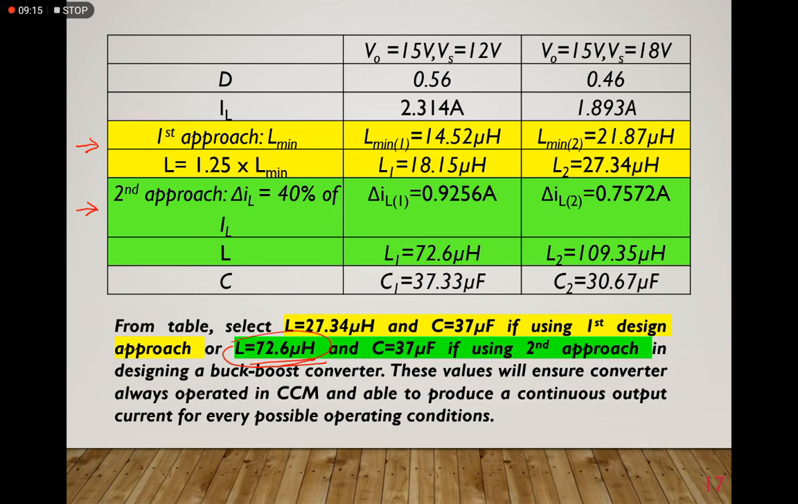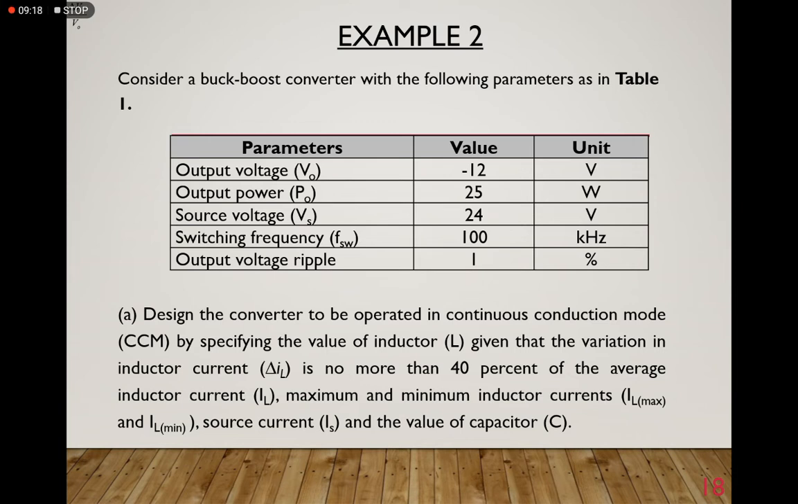Okay, now we proceed to example number 2. In this example, you need to design the converter to be operated in CCM, by using the variation of inductor current delta IL equation as 40% of the average inductor current in finding the value of L. Then you need to find the maximum and minimum inductor current and also the source current, and finally you need to find the value for your capacitor.